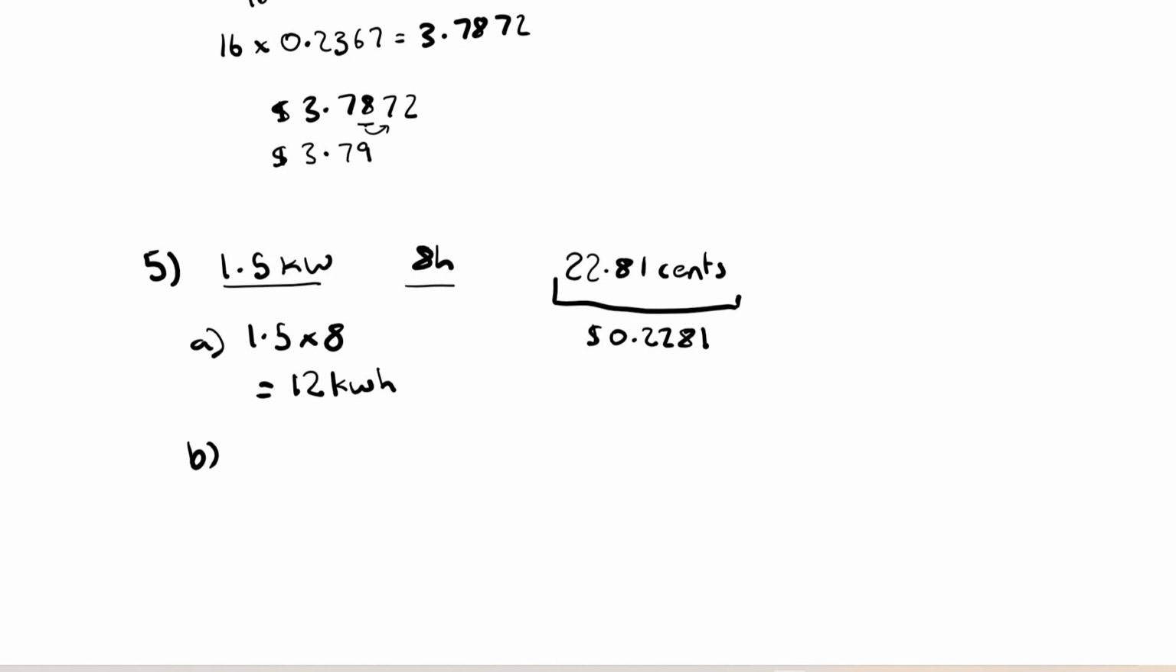So to figure out our cost, we times our rate, 0.2281, by the amount of kilowatt hours. So 0.2281 times by 12. That's 2.7372. And then we need to answer to the nearest cent, so our nearest cent is here, and we need to round it. Is 7 more than 5? Yes. So we know that is $2.74.